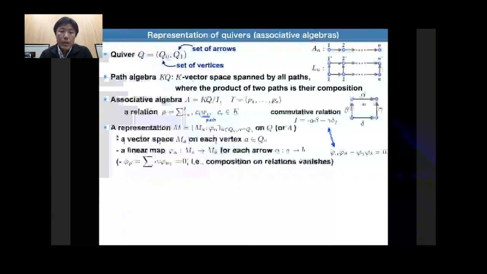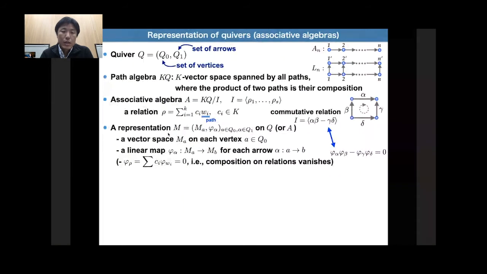Okay, then we define a representation M on a quiver Q. It is given by a series of vector spaces: we assign a vector space to each vertex and a linear map to each arrow, like a persistent homology defined on a quiver. Similarly, a representation of the associative algebra is defined as a representation on Q, but the linear maps have to satisfy this condition: the compositions along the relation should vanish. For instance, if you have this commutative relation, the composition of your linear maps along this path and along this path should be equal. So this is a representation of the associative algebra.